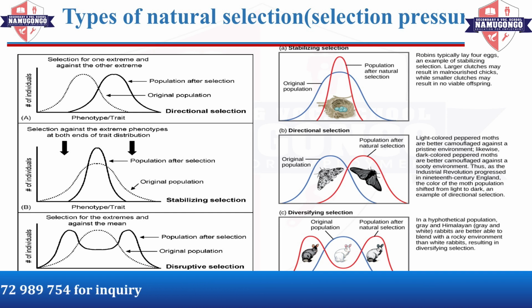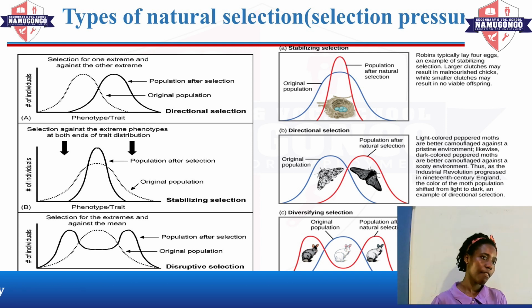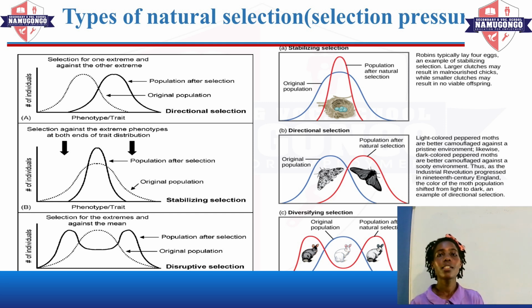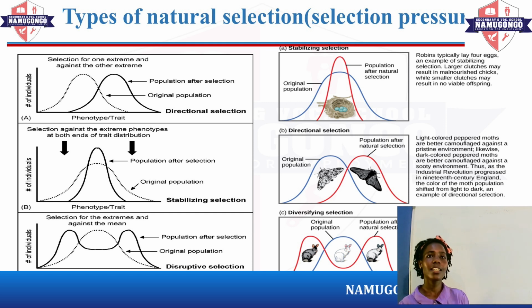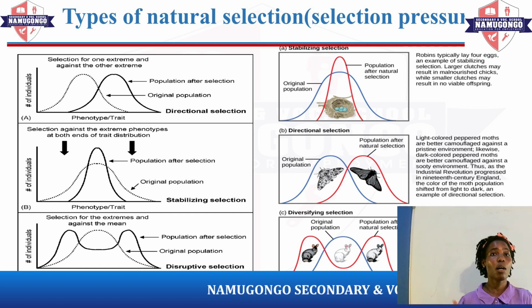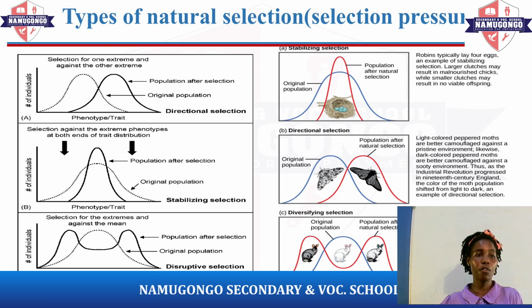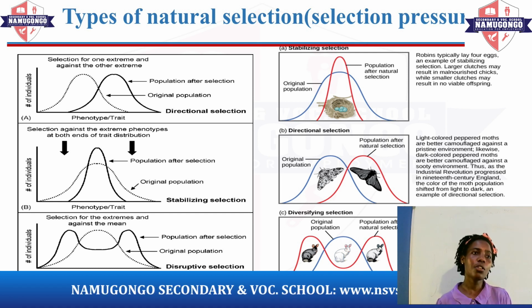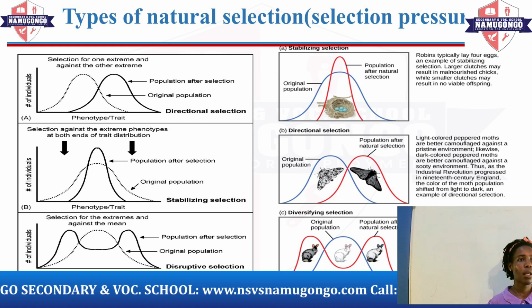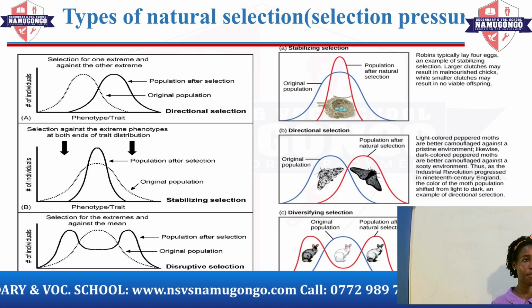And we have basically three types of natural selection. The first one is directional selection, from the word directional. It favors individuals at a particular extreme of the population. You look at the first graph. Let's refer to the first graph.